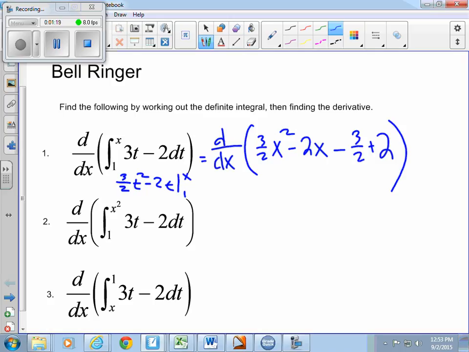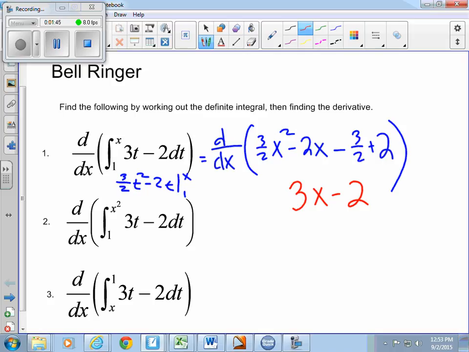Okay. Why do I say that doesn't matter? So when I do the derivative, those are constants. What's the derivative of a constant? 0. So I end up getting, what's the derivative here? 3x minus 2.